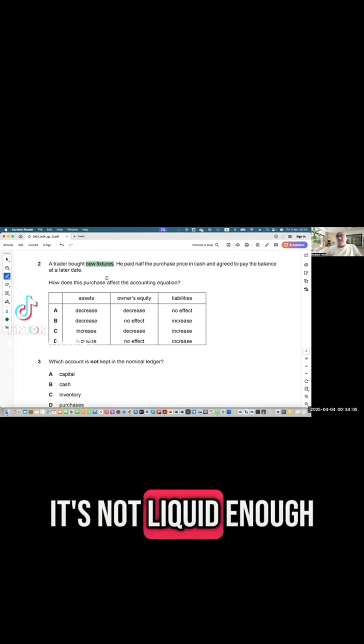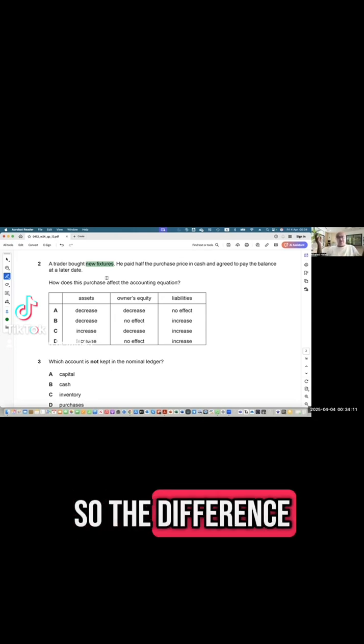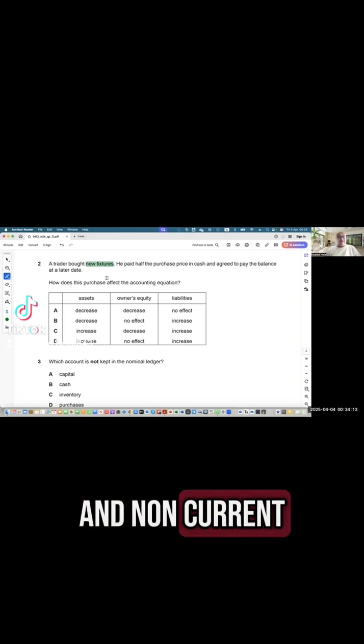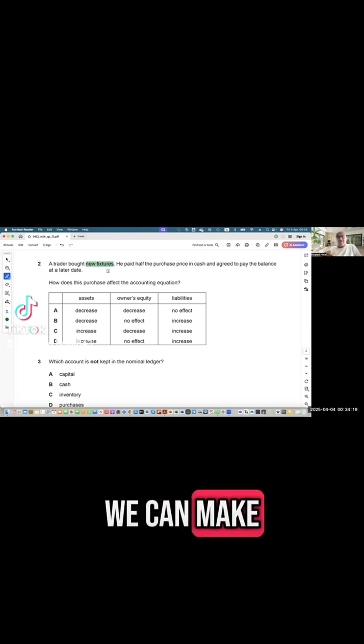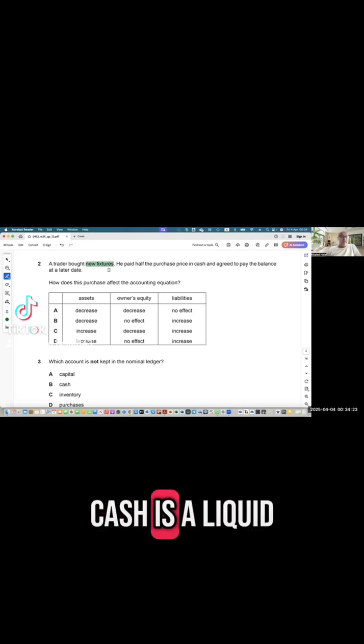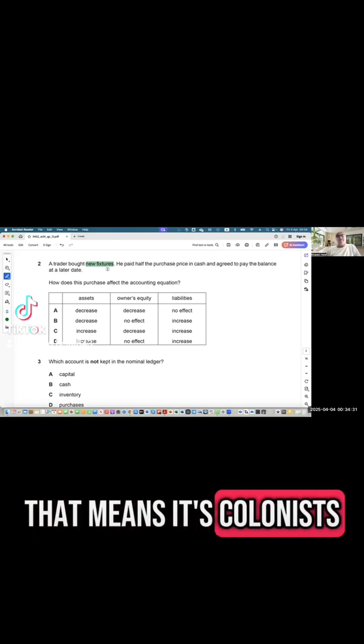It's not liquid enough. We can't change it into money in less than 1 year. So the difference between the current and non-current assets is basically the period in which we can liquidate those assets. We can make it money. So if we take cash, for example, cash is liquid. I can change it in a minute into cash. I can go and withdraw it from the bank. So that means it's a current asset.